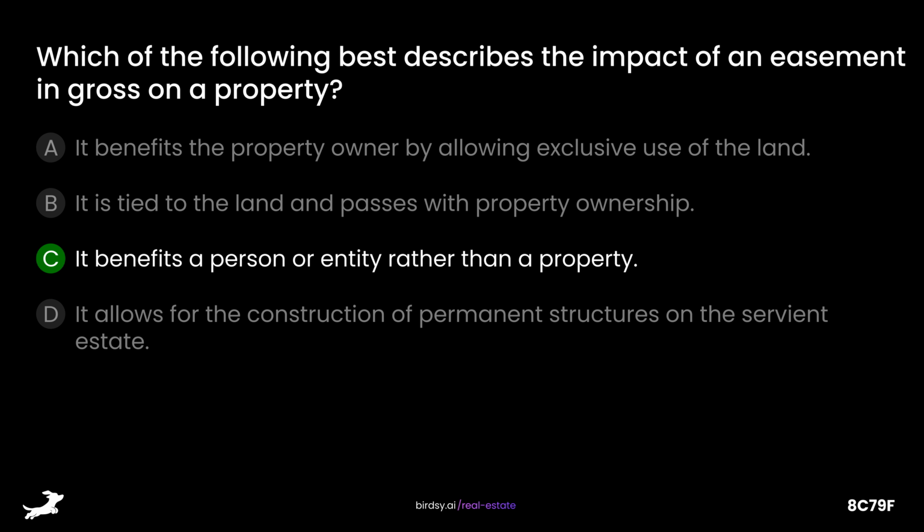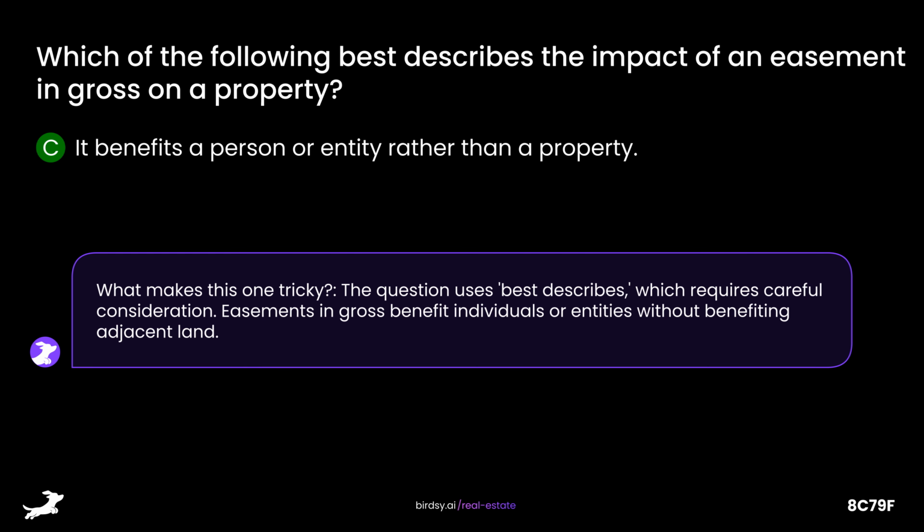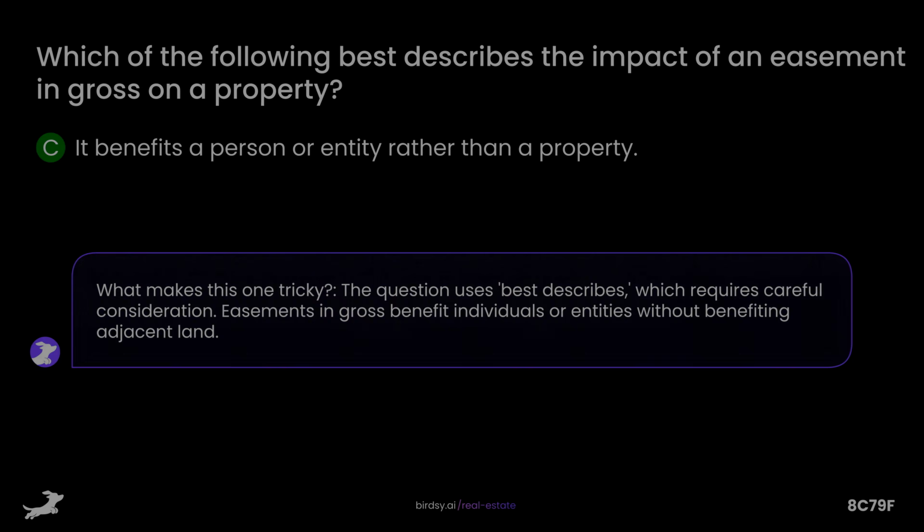The answer is C, it benefits a person or entity rather than a property. What makes this one tricky? The question uses "best describes," which requires careful consideration. Easements in gross benefit individuals or entities without benefiting adjacent land.